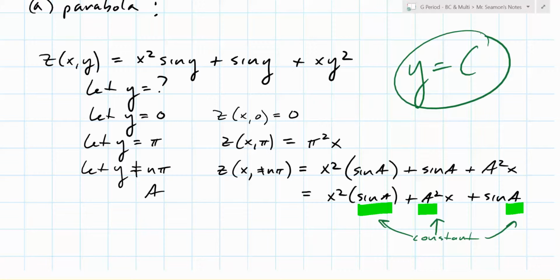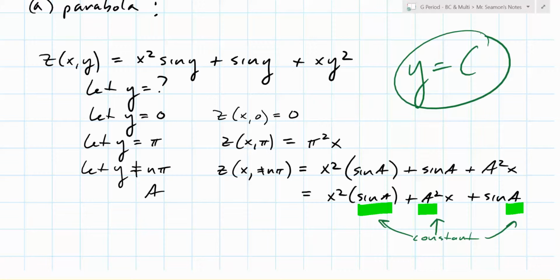If you want to find out where two equations intersect, what's the most common method we use to find out where two things intersect? Set them equal to each other. Substitution, right? So let's say we let y equal some constant that isn't n pi, something like pi over 2 or 3 pi over 2, something that isn't a multiple of pi. If we do that and we want to find the intersection between that plane and this equation, what do you plug in for y? You plug in that value.